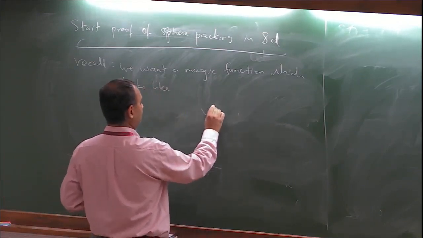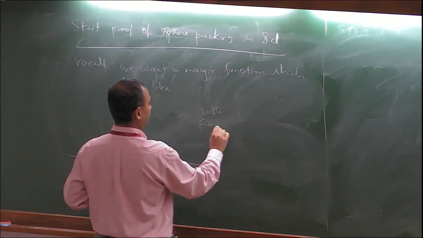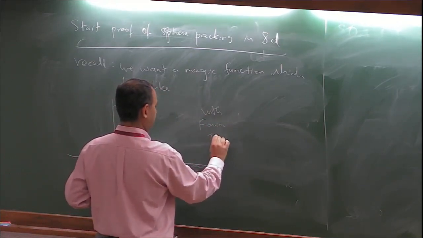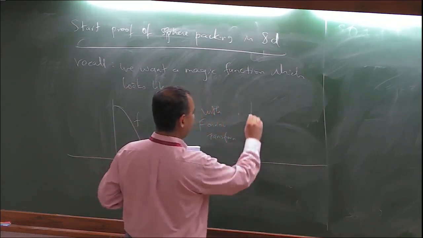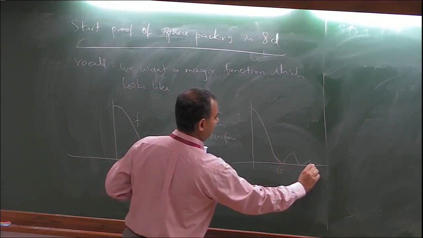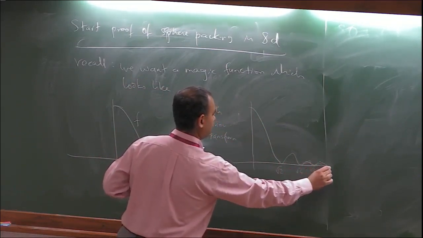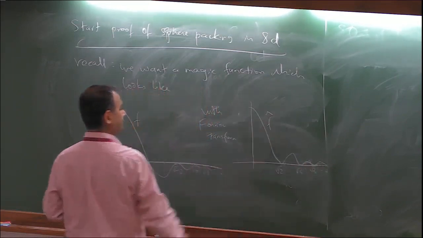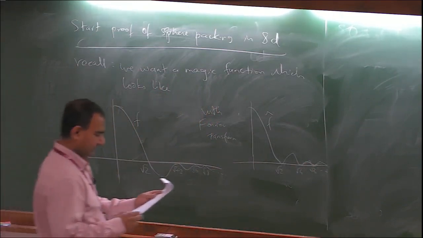So that's f. Its Fourier transform has to look like this. The Fourier transform stays above 0 all the time, but it has to touch 0 again at all these points, square root of 4, square root of 6, and so on. This is f hat. So you need to manufacture a function which satisfies these two properties. That's at least what you need.